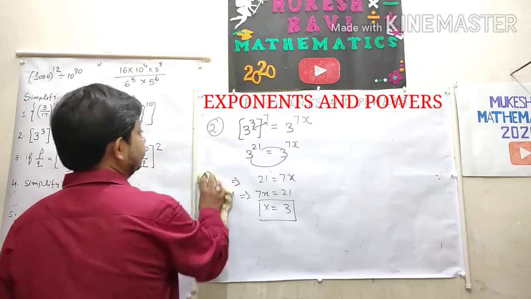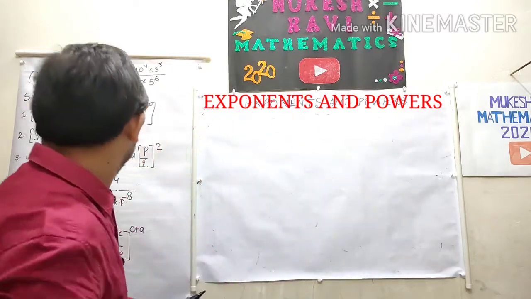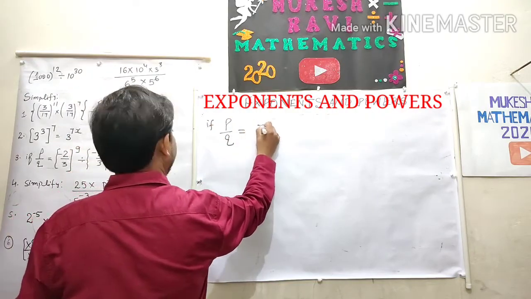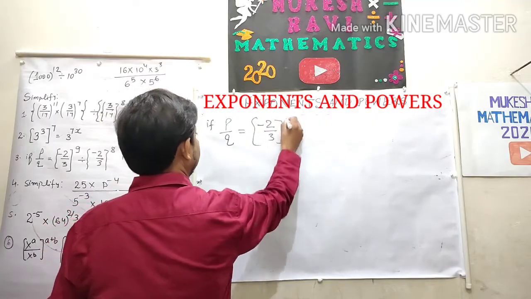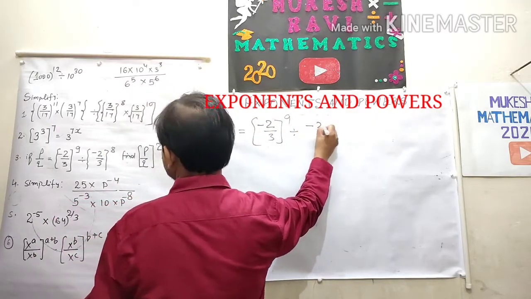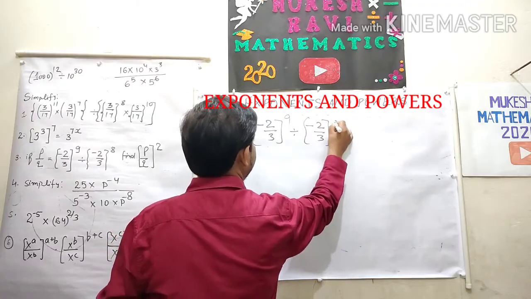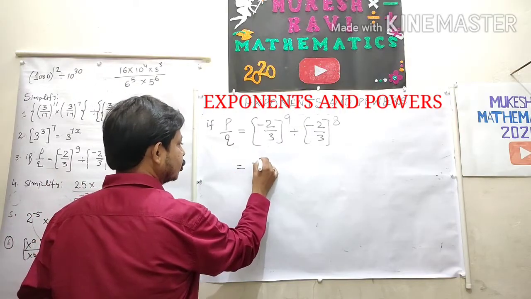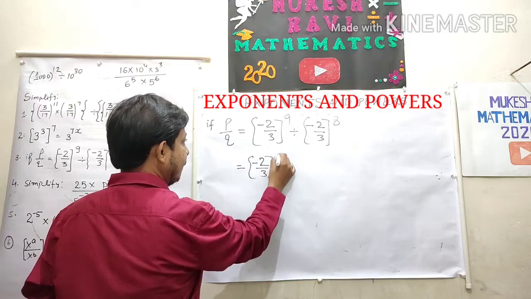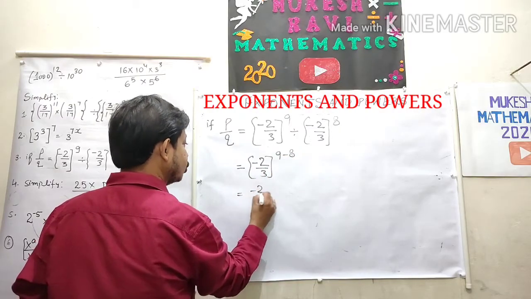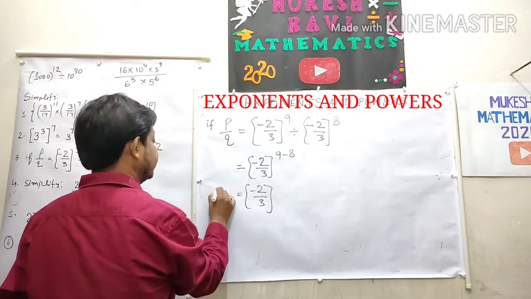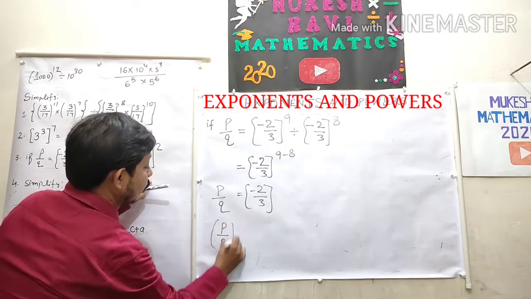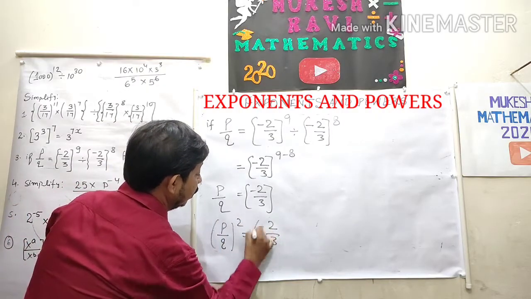In another question, if P by Q is equal to (minus 2 by 3) to the power 9 divided by (minus 2 by 3) to the power 8. When the base is same, power should be subtracted. So we will do minus 2 by 3, 9 minus 8, that is minus 2 by 3 to the power 1. So P by Q equal to minus 2 by 3. Now we have to find what? (P by Q) whole square. So this is (minus 2 by 3) whole square.